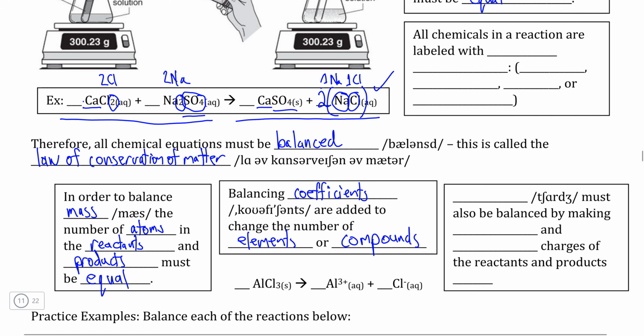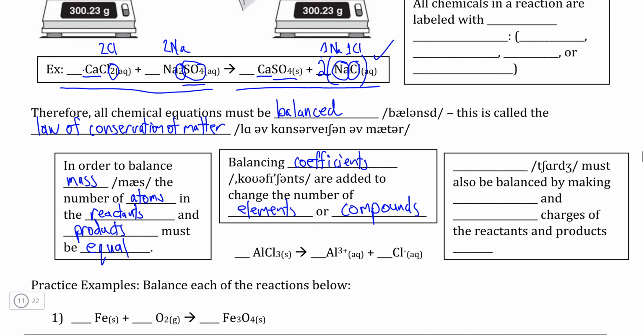If we take a look at the example below, we can see that we actually have an ionic compound, aluminum chloride, that is decomposing into individual ions. So sometimes when we balance, we also need to consider the charge. So in this case, what we need to do is make sure that the amount of positive and the amount of negative charges also remains equal. So in this case, we need to make sure that the amount of positive and negative charges in the reactants and the products remain the same.